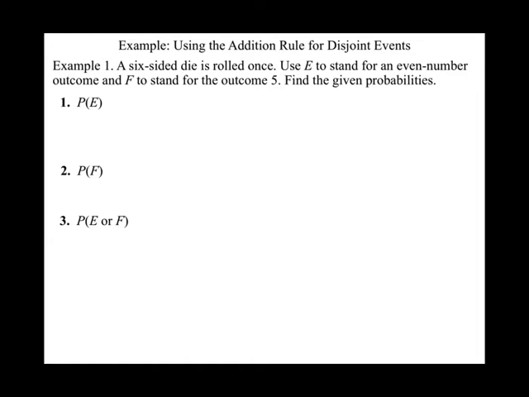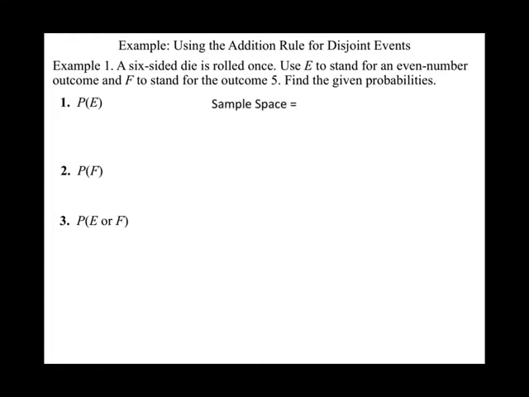Using the addition rule for disjoint events. Example 1. A 6-sided die is rolled once. Use E to stand for an even number outcome and F to stand for the outcome 5. Find the given probabilities. So we're gonna roll the 6-sided die. First, write down the sample space.